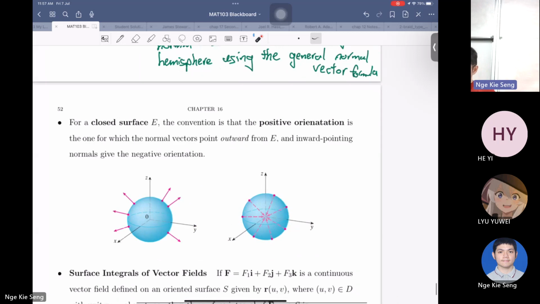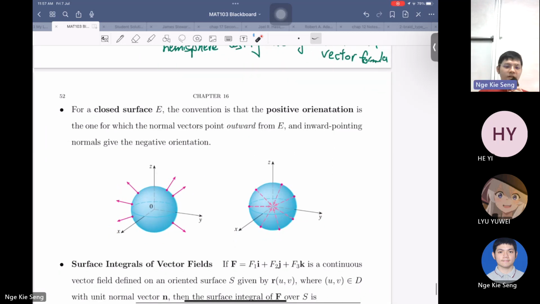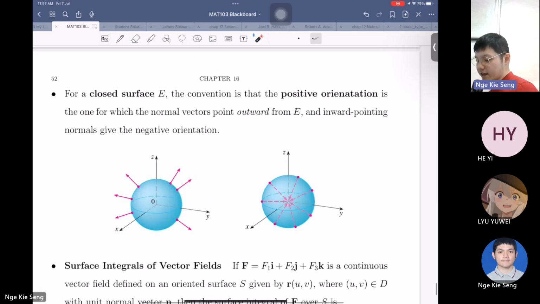All right, so in the line integral, we needed to integrate over a closed loop. Now we integrate over a closed surface. We will say that a closed surface has positive orientation if all the normal vectors are pointing upward, outward. If it is inward pointing, then it gives a negative orientation. Inward we call negative, outward we call positive.